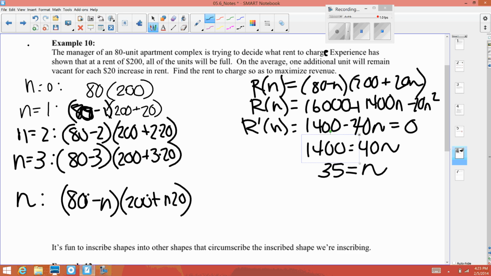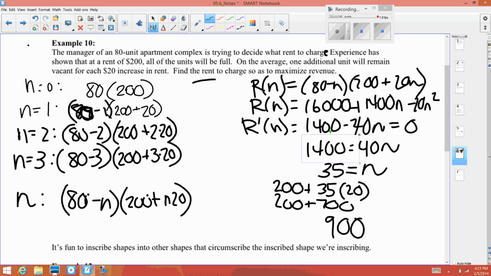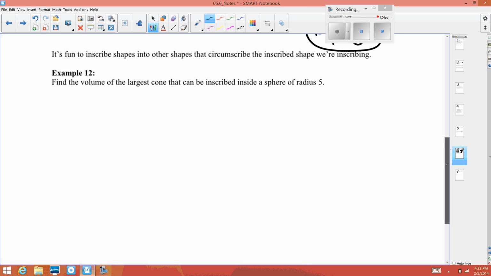And so find the rent to charge. So that's going to be 200 plus 35 times 20. All right, so 200 plus 700, $900. That's how much I should charge to get the maximum amount of revenue. And today, if you find an apartment for $900, that's pretty good. You might be in a dangerous neighborhood, but at least you'll have a cheap house, right?